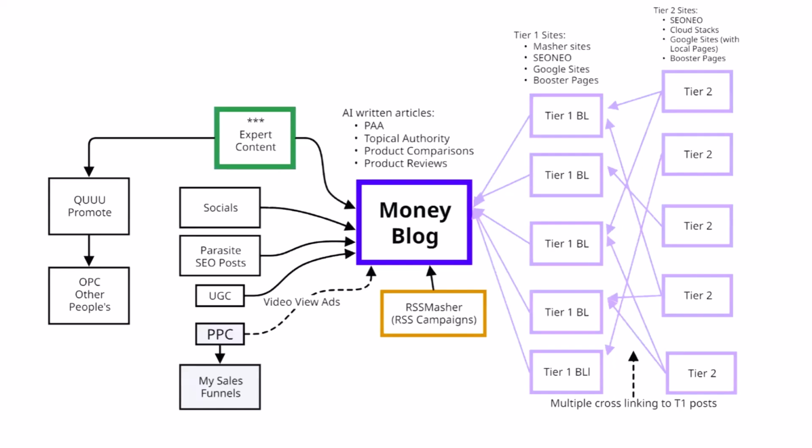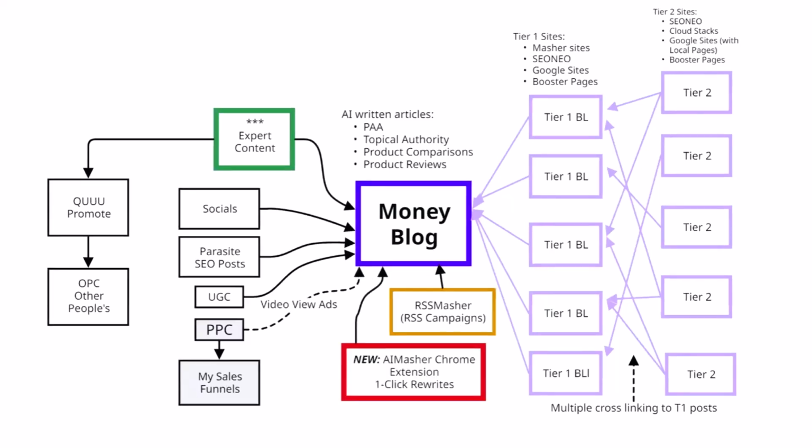Okay. And of course, we're using it to send traffic to our sales funnel. Okay. We have added something brand new to this mix, and it is an AI Masher Chrome extension. We call it the one-click rewriter.